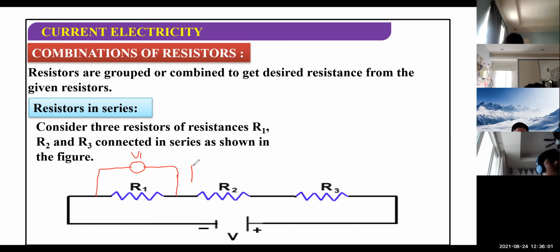I also want to measure the potential difference across the second resistor, children, so I need to connect a voltmeter. Suppose this reading shows V2 volt. And I have connected the third voltmeter to measure the potential difference across the third resistor. Suppose this is the third voltmeter.